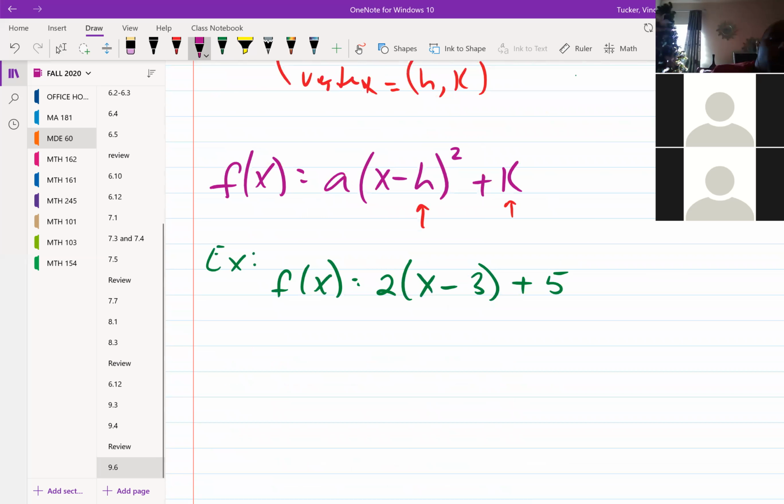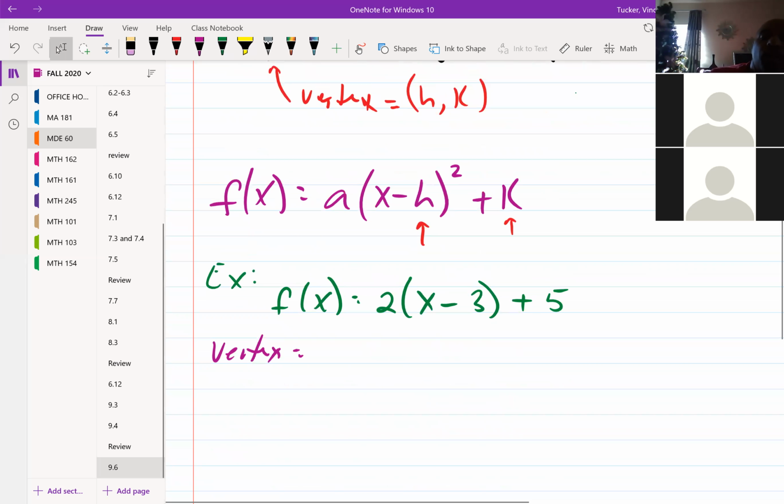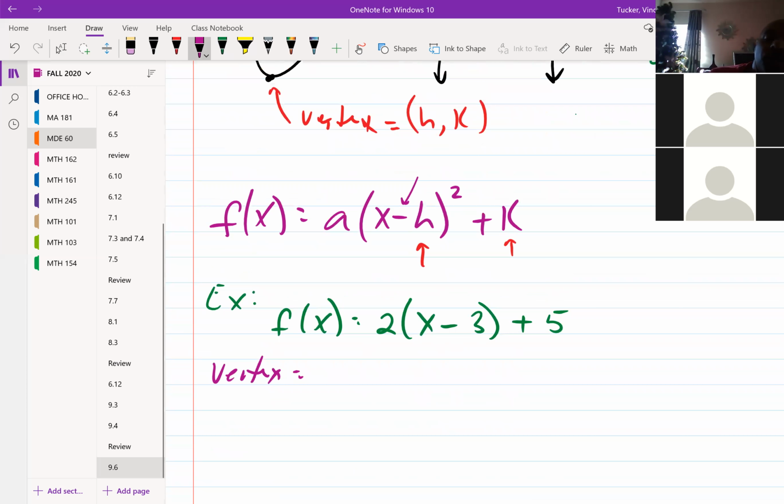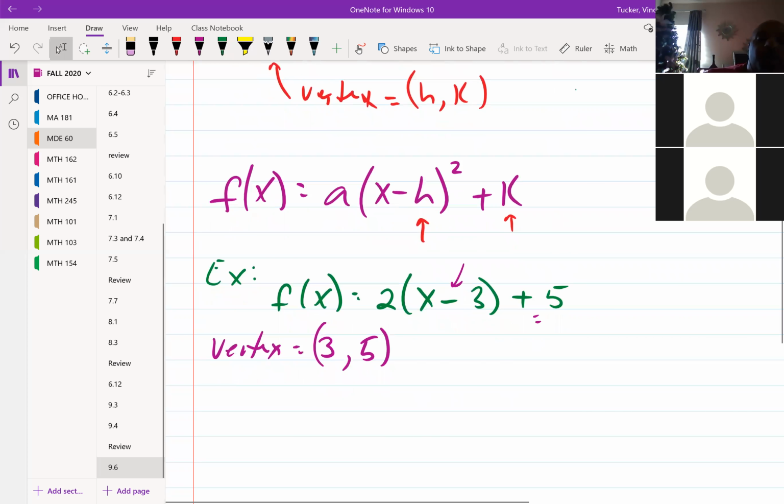So our vertex, if you notice how it's set up, there's already a minus sign in the formula. So if I have -3 here, that means my vertex is just 3. You take the opposite sign. But here you just take the number that you have for k. So it's (3, 5), because that minus sign is already in the formula. So let me go here.